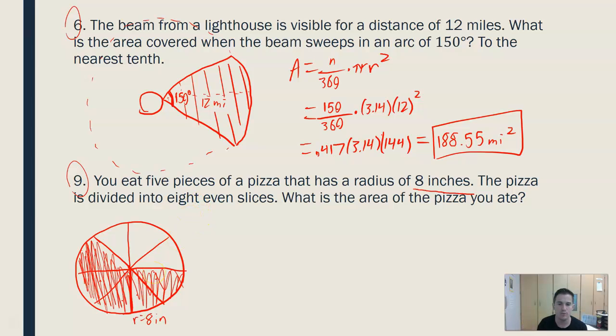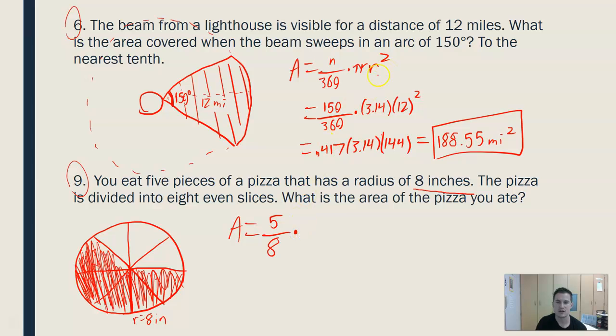Well, there were 8 total pieces, and I ate 5 of them. So the fraction of the whole area is going to be 5 out of 8. That's what we're doing right here when I'm given an angle by taking the angle divided by 360, like on the lighthouse problem. I'm finding the fraction of the whole circle that I'm taking up. Since I am taking up 5 out of the total 8 pieces, the fraction of the whole circle that I'm trying to find the area of is 5 out of 8.